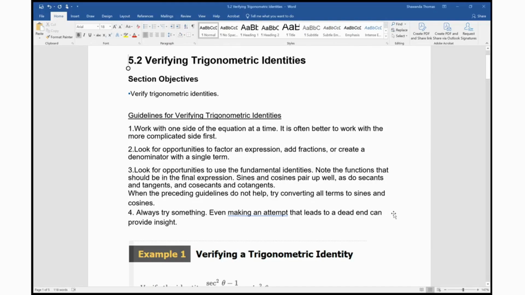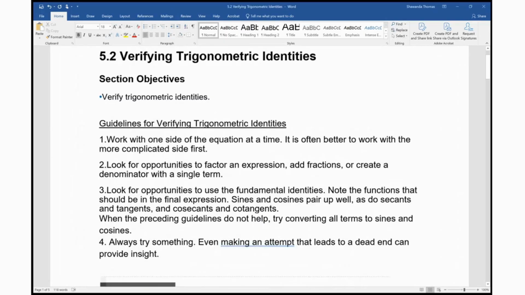All right, 5.2 is verifying trigonometric identities. It says guidelines. Work with one side of the equation at a time. It is often better to work with the more complicated side first. Look for opportunities to factor an expression, add fractions, or create a denominator with a single term. Look for opportunities to use the fundamental identities.